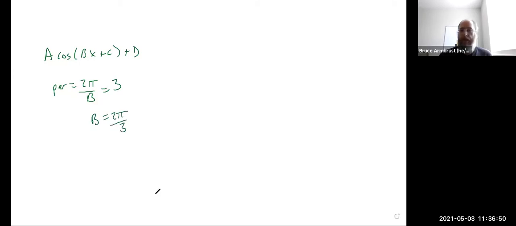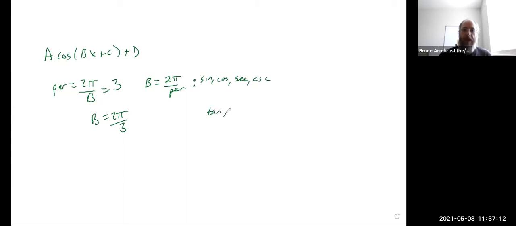And that gives me 2 pi over 3. So it's always 2 pi over the period, by the way. You can just take this to get the b. It's going to be 2 pi over the period for sine, cosine, secant, and cosecant.